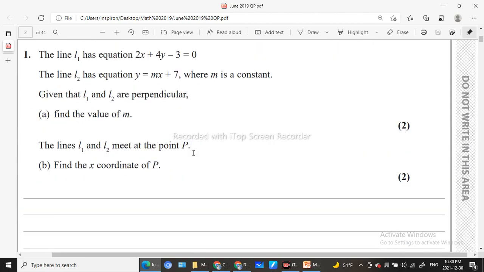First question. The line L1 has equation 2x plus 4y minus 3 equals 0. The line L2 has equation y equals mx plus 7, where m is a constant. Given that L1 and L2 are perpendicular, find the value of m.